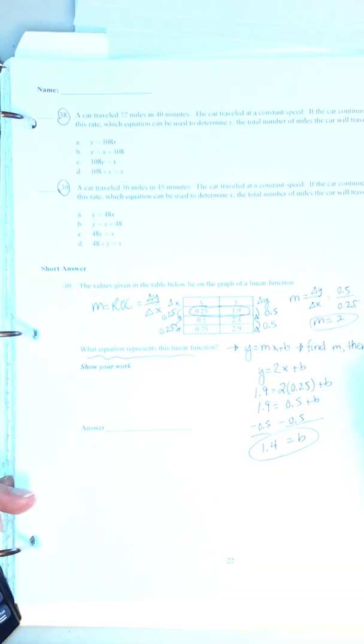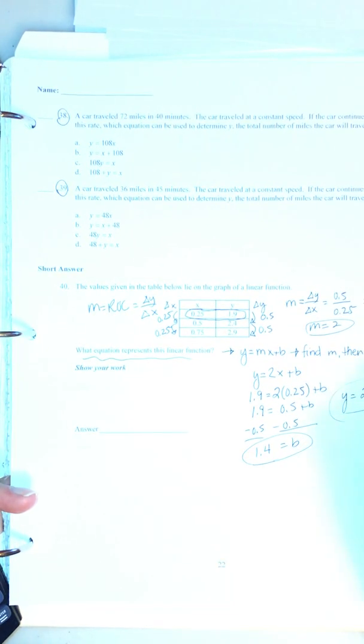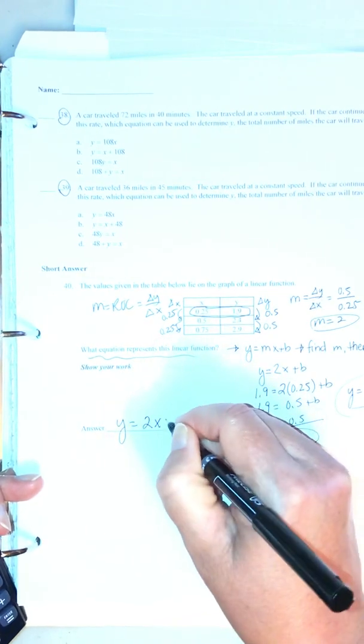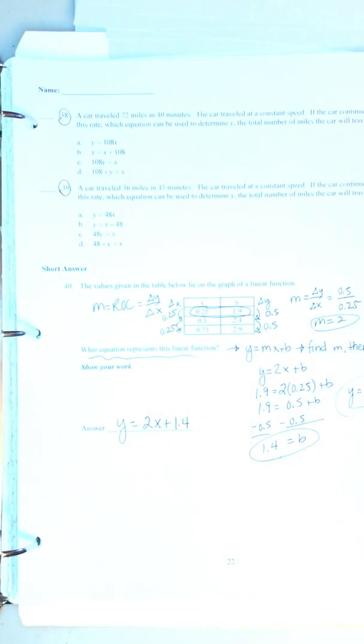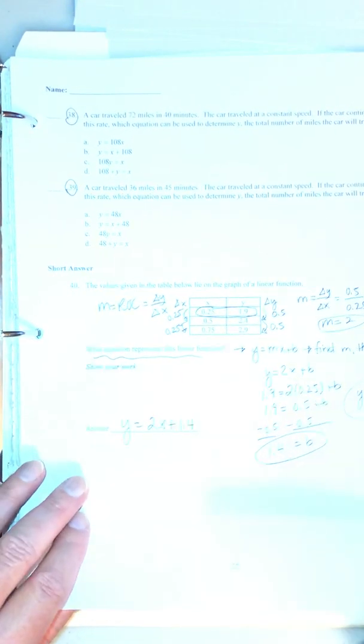So now I'm ready to write this equation, okay? So I get y equals 2x plus 1.4. M is the 2, b is 1.4, so y equals 2x plus 1.4 is my equation to represent this linear function. Okay, using what we did in number 40, you are going to answer questions 41 and 42.